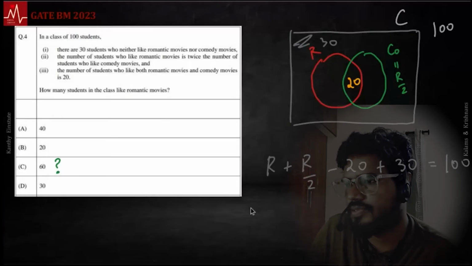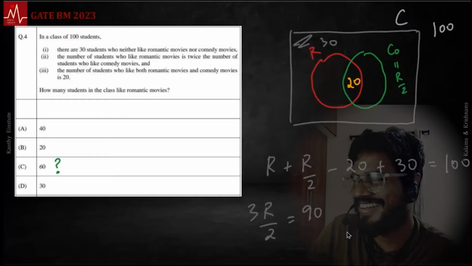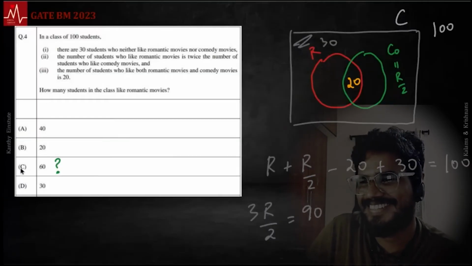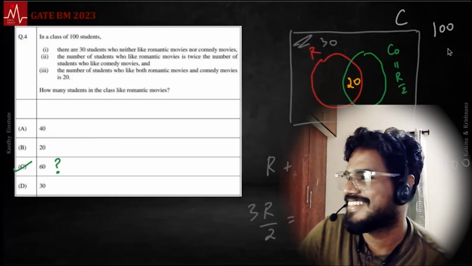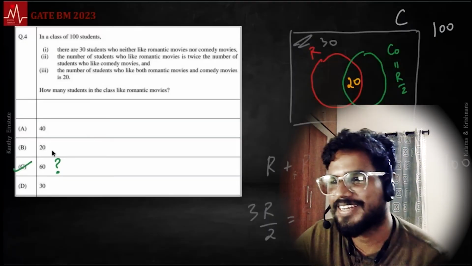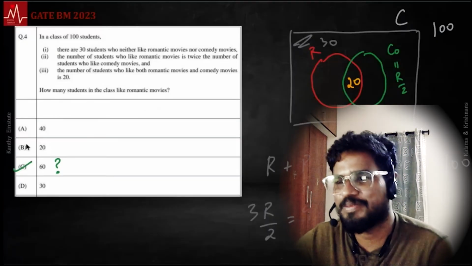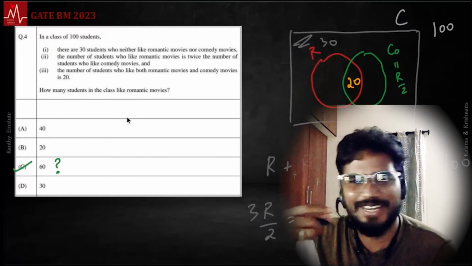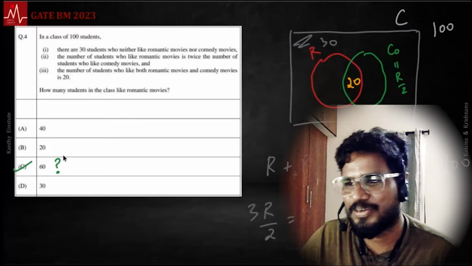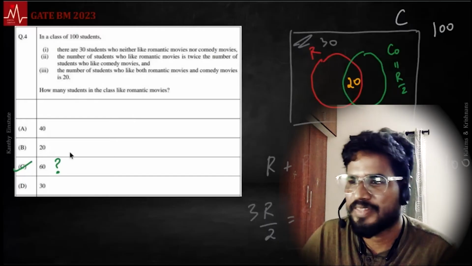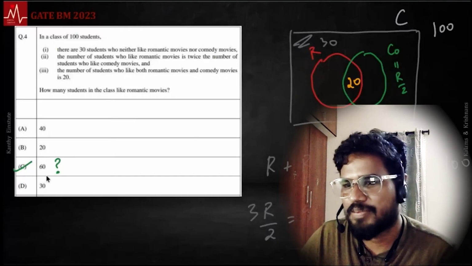By 2R as 3R by 2 as 90. R as 180 by 360. Majority likes romantic movies. If not most, the majority likes romantic movies. That was a hunch. Turned out to be correct here. And to be reasonably safe, I put that question mark, happened to be correct.